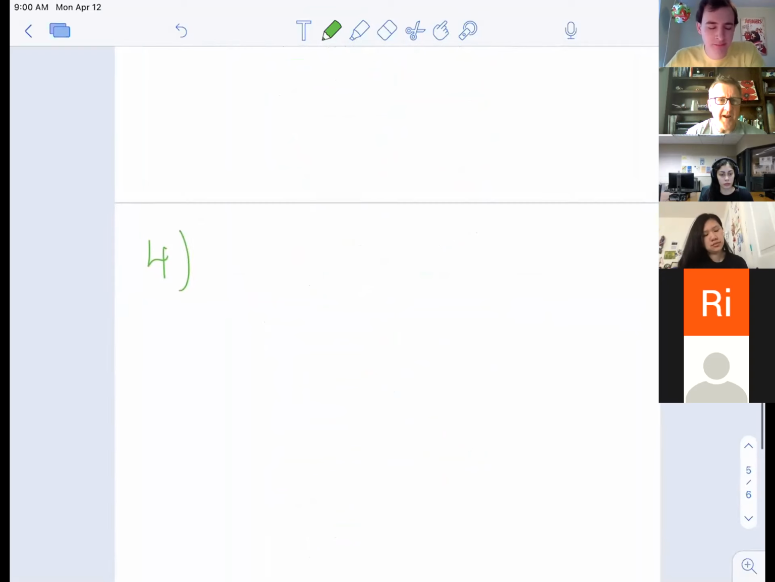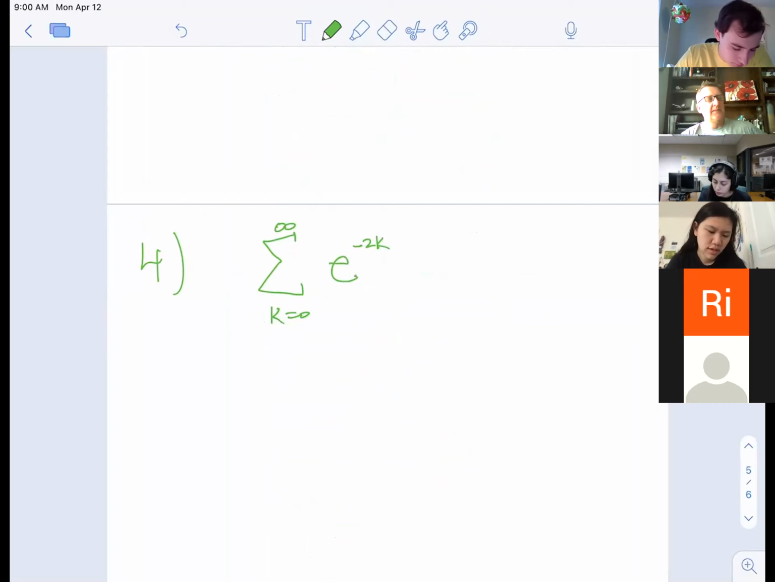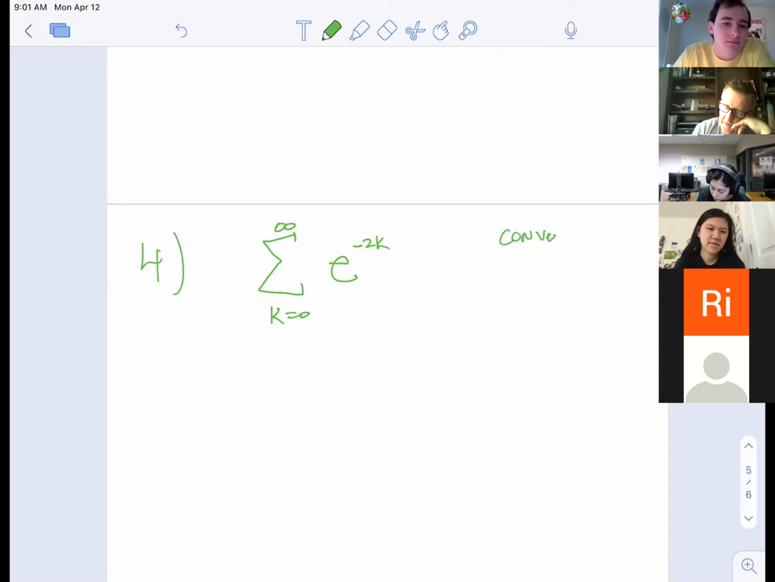So I've been pretty nice up to this point, but what happens with this guy? What if I said from k equals 0 to infinity, but the expression was e to the negative 2k? Uh-oh. Does this converge? Sort of your first question, does it converge or diverge?